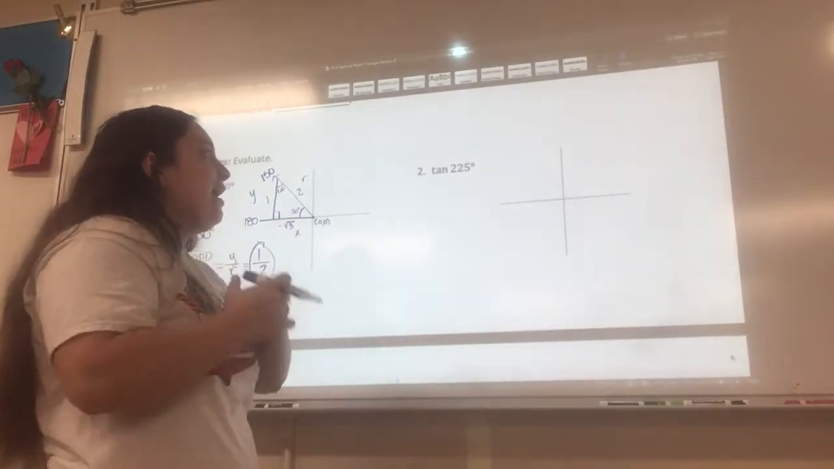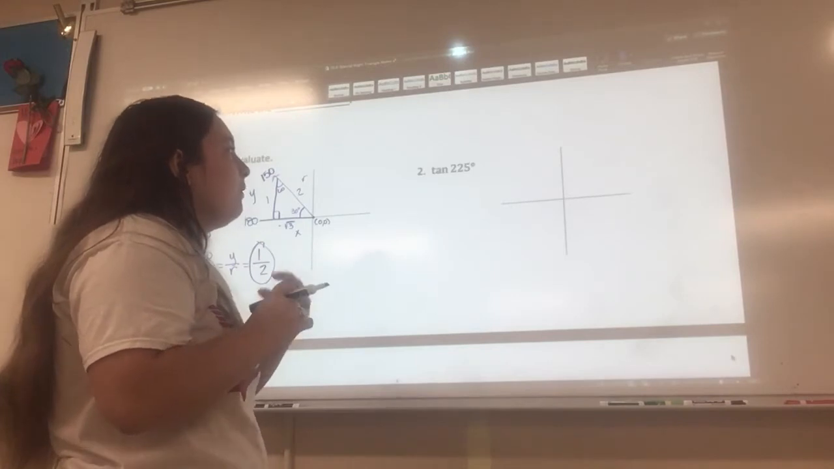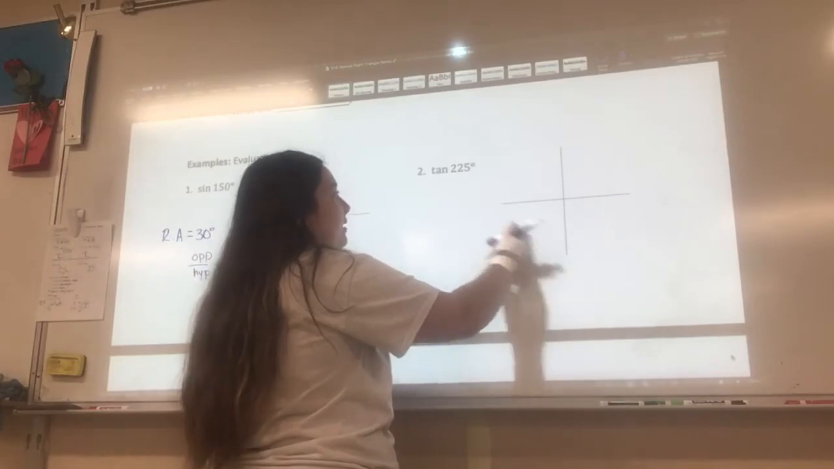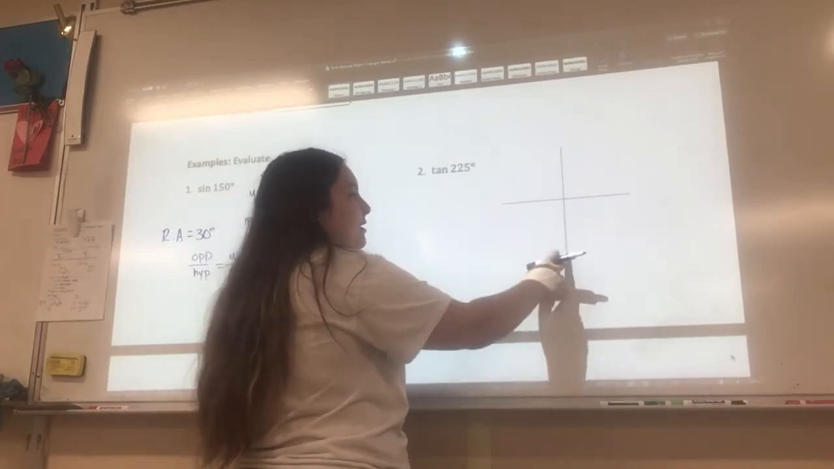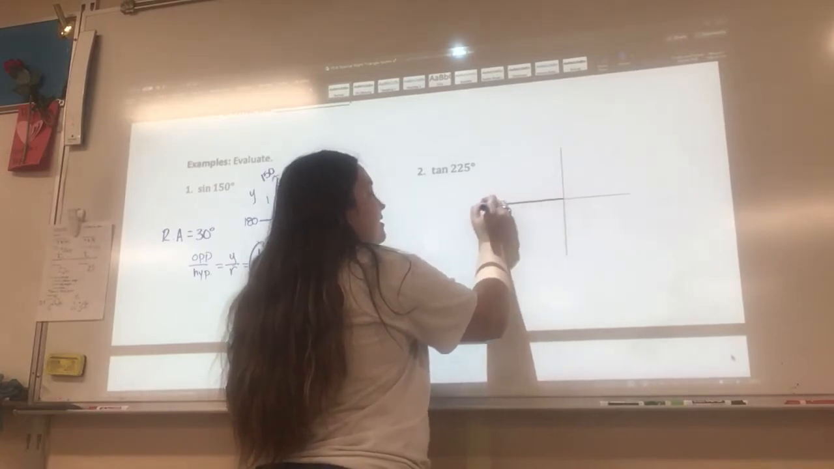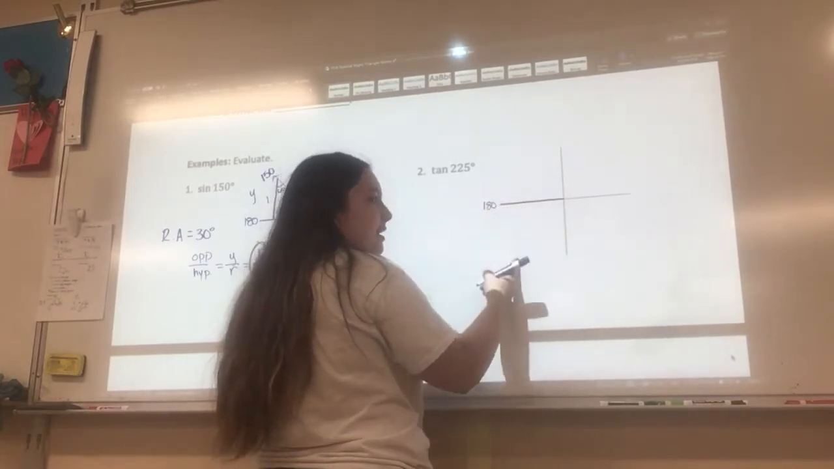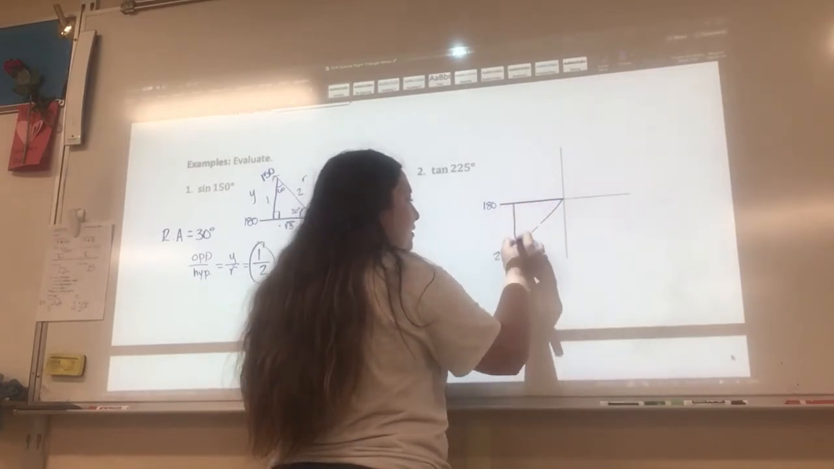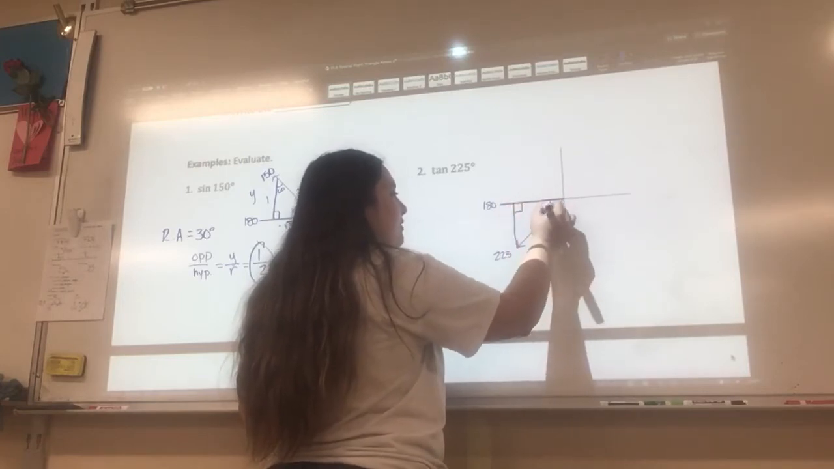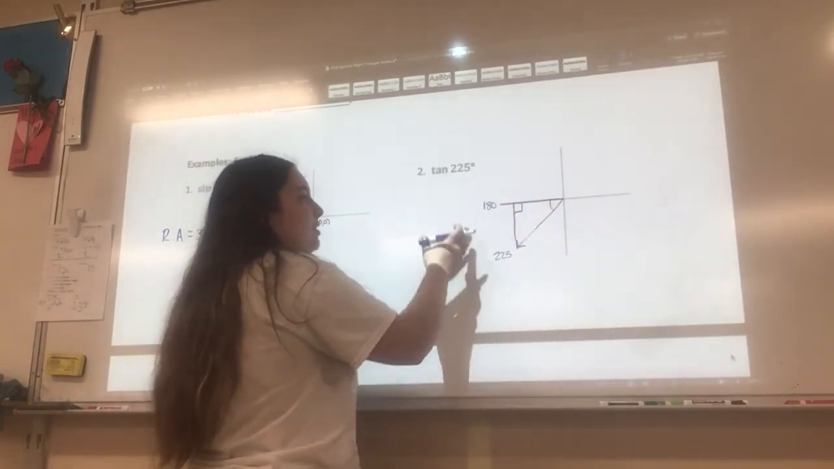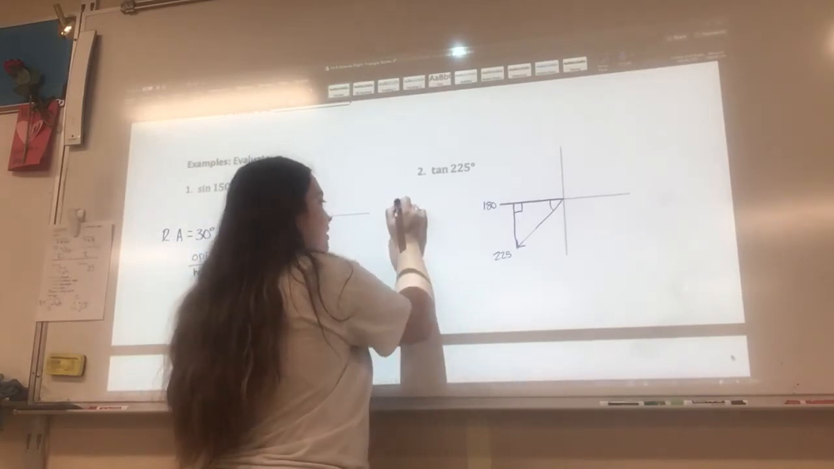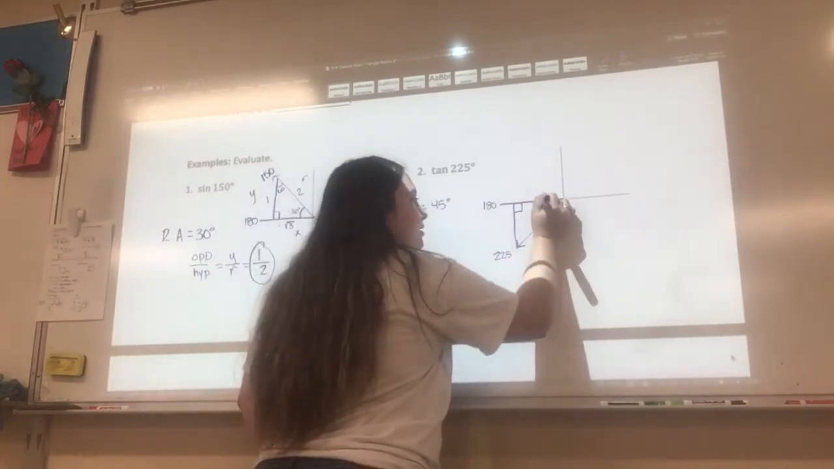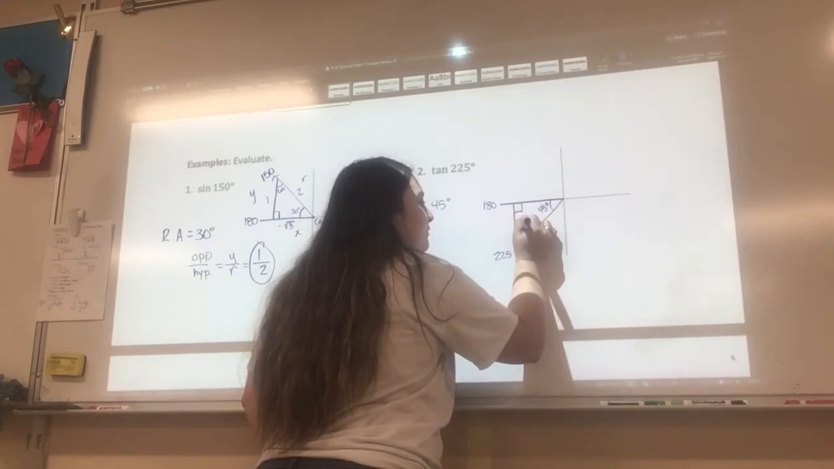Number 2, we have tangent of 225. Well, tangent of 225, remembering that this is 90, 180, and 270. We know it has to be between 180 and 270, but we look at our x-axis at 180, so we have to be between our x-axis and our terminal. Our terminal is our 225. We create our triangle, and we have to find our reference angle, just like last unit. What is the difference between 225 and 180? Well, it's 45. So our reference angle here is 45 degrees, meaning our other angle over here is 45 degrees.